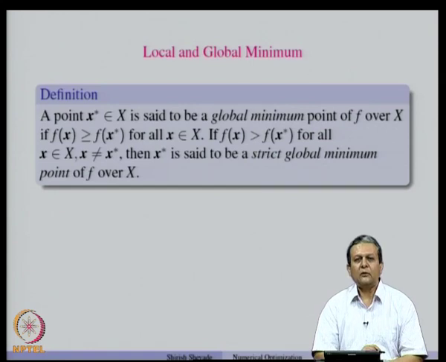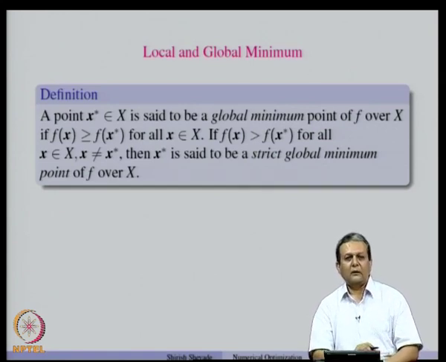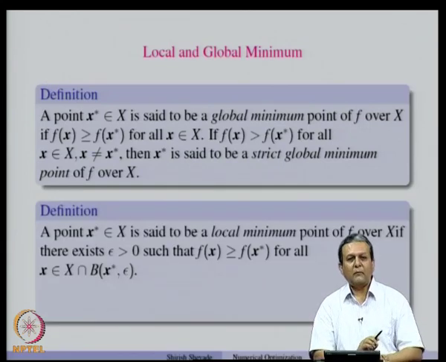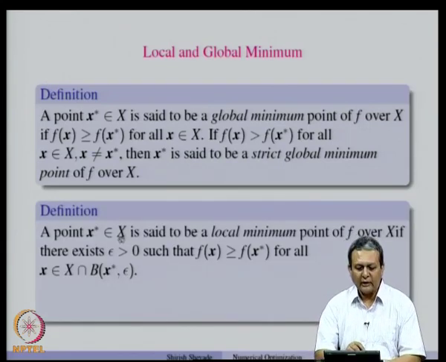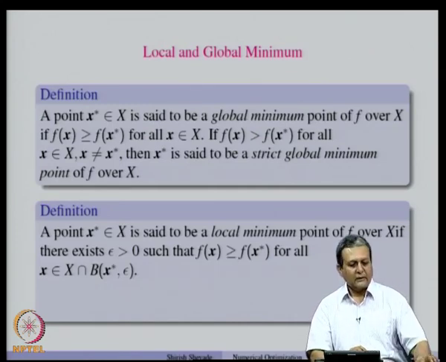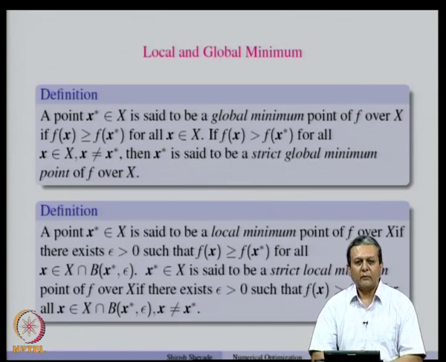Now, as is the case of unconstrained optimization problems, these global minima are hard to obtain. So, one looks at the local minima. One can define the local minima in the following way. A point x star which is feasible is said to be a local minimum point if there exists an epsilon neighborhood of x star such that f(x) is greater than or equal to f(x star) for all feasible x in the epsilon neighborhood. And again, when this inequality is strict, we call it a strict local minimum.